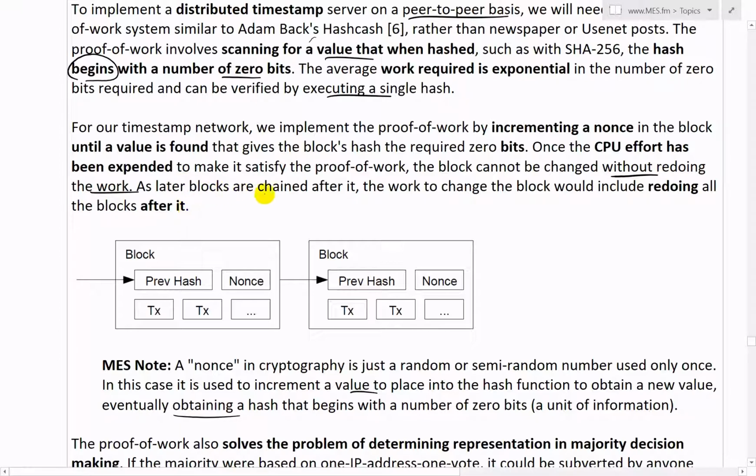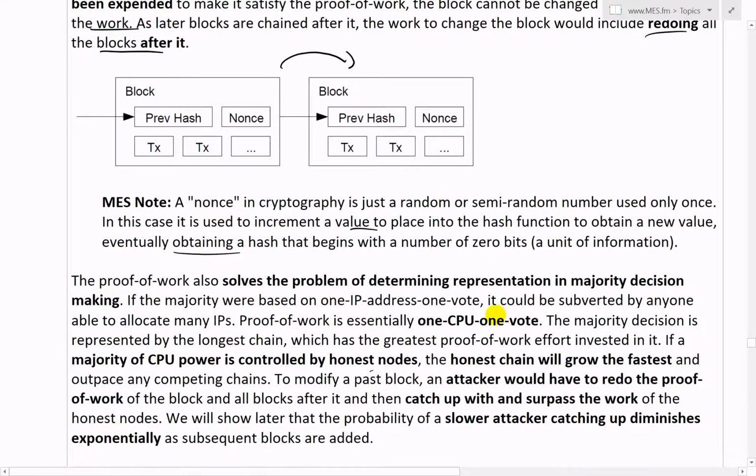As later blocks are chained after it, the work to change the block would include redoing all the blocks after it. So if you were somewhere here and you want to change this block, you need to change this one and this one. You have to go inside this one here. There's the hash. You add a nonce, then you get a new value, keep adding, and you get a new one until you get the 0 bits. And then you have to do the next one, and then the next one, and then you have to catch up, and I'll explain that in a bit too.